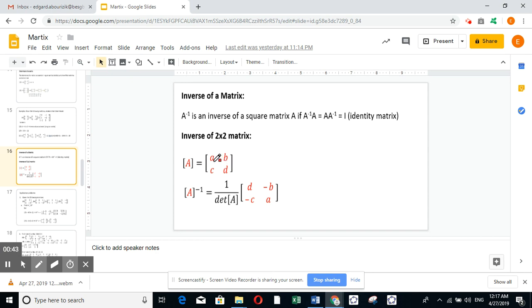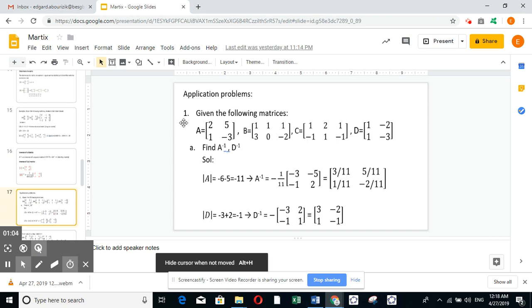We compute the determinant, AD minus BC. So we take 1 over the determinant of A, and that's why it cannot be 0, because you cannot divide by 0. What do we do next? We switch A and D on the main diagonal, so it will be D, A, and we put the opposite sign on the other diagonal.